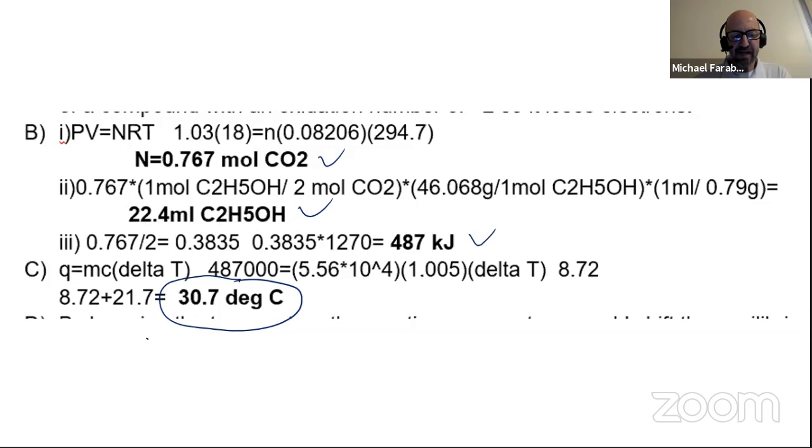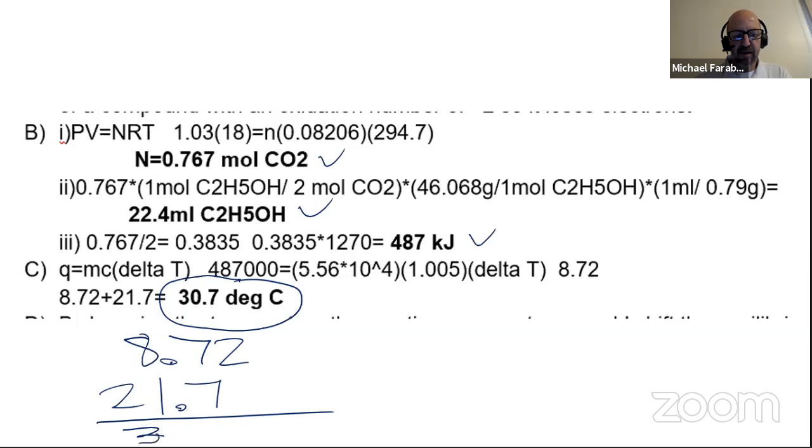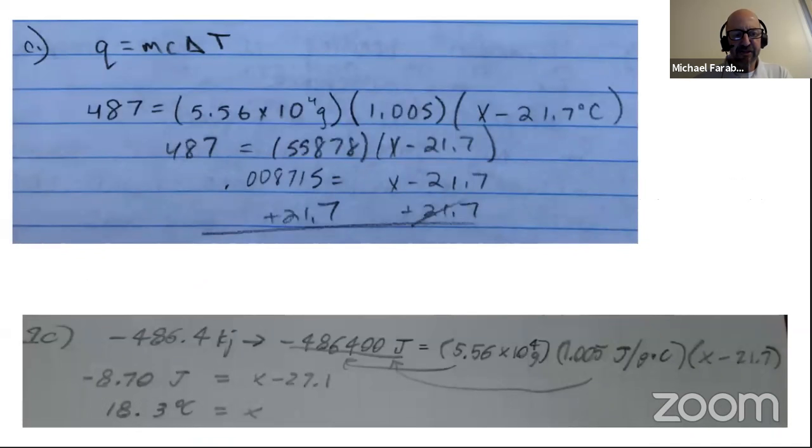So 8.7, 2, and 21.7. You add them together, you get 30.4. So slight math error on that one. So be careful for little mistakes like that. And again, in terms of units, this person doesn't have kilojoules on the left.